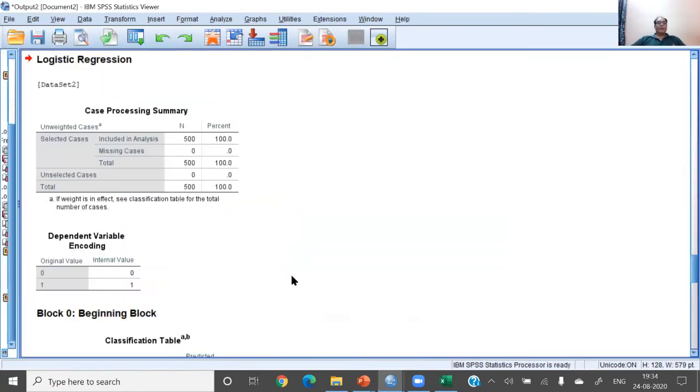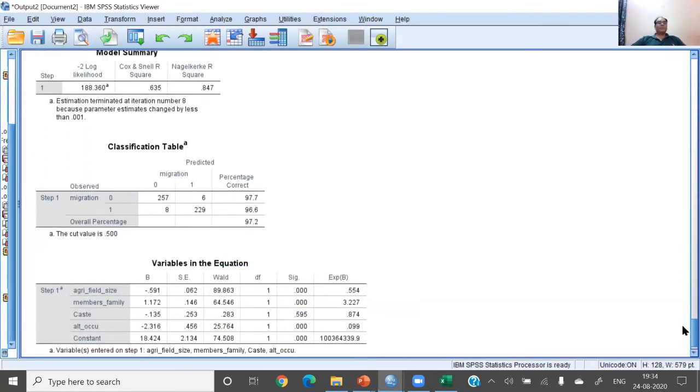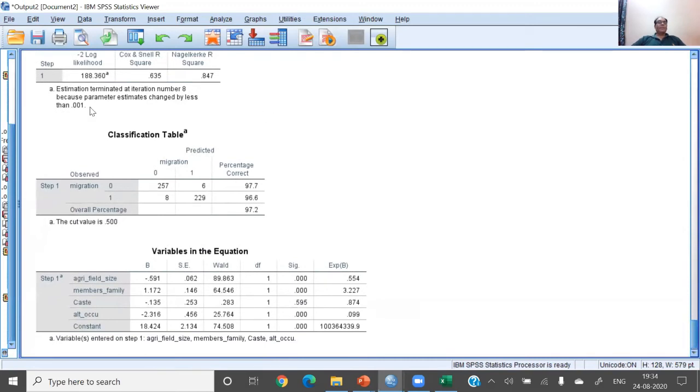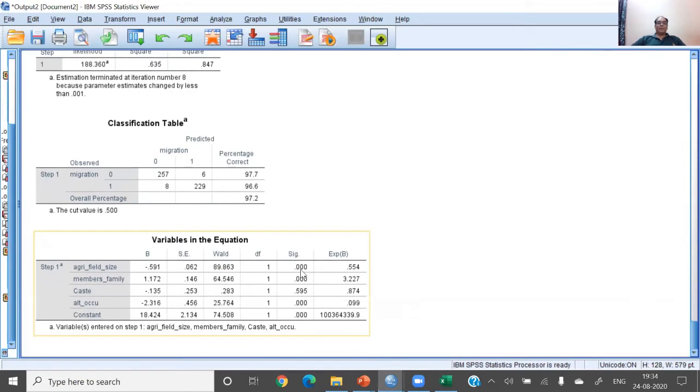So we have to see the last three tables. In this case, first of all, I have to develop my final model. The log likelihood is 188. The R square value is 63 to 84%. 97.2 is the accuracy of the model. And the P value is indicating that caste is not significant. All other variables are found to be significant.